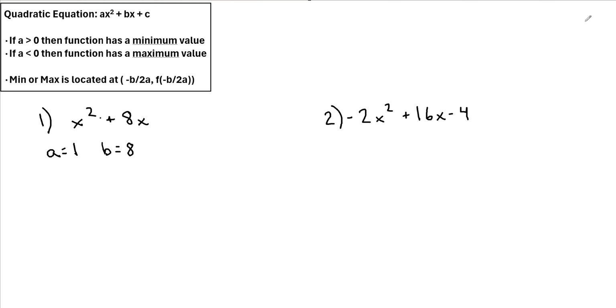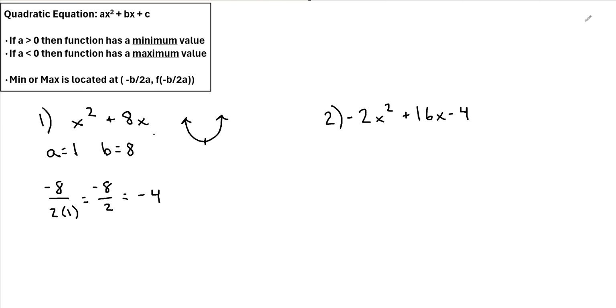And if we were to plot this type of function on a graph, it would look something like this. So we would know that this point right here would be the minimum value. So let's go ahead and find that minimum value. The x value is negative b over 2a. So let's find that value first. Negative b would be negative 8 over 2a. 2 times a is just 2. So we get negative 8 over 2, that's negative 4. So the minimum value for this quadratic equation is going to be located at an x value of negative 4.